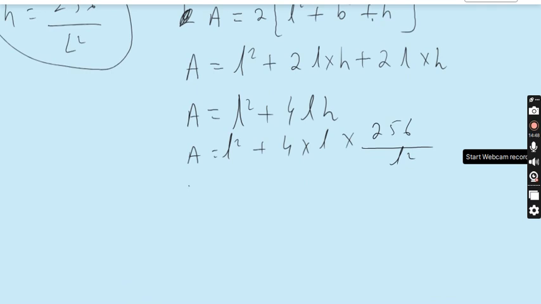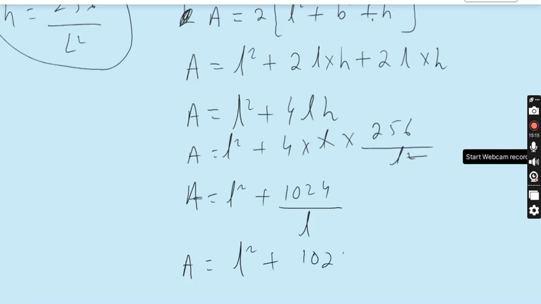Now A is equal to L square plus 256 by 4. 256 by 4 is 1024 upon L. This L cancels by this square, so it is L. Okay, or you may write A is equal to L square plus 1024 L to the power minus 1.